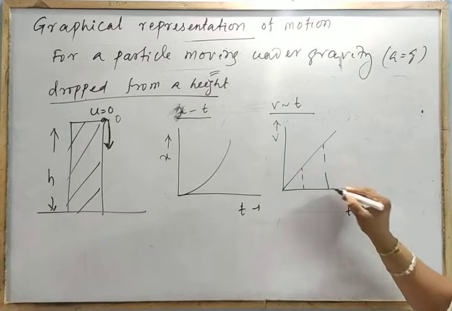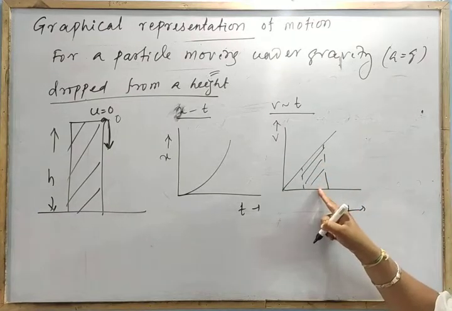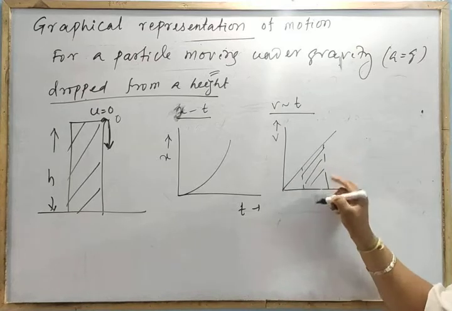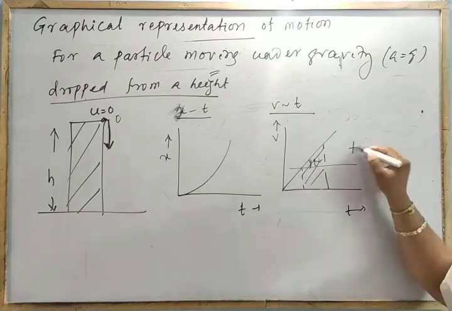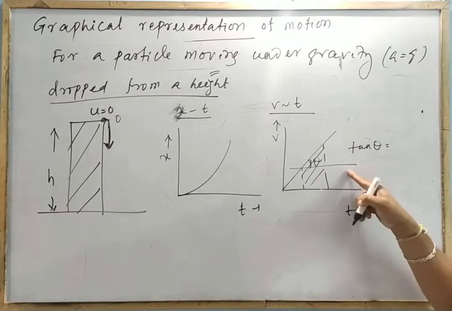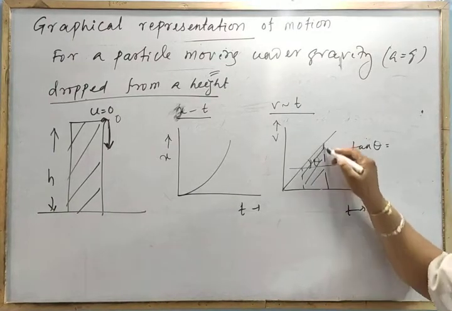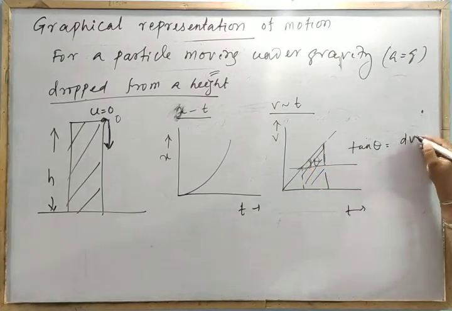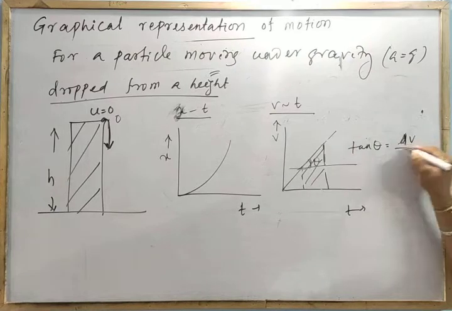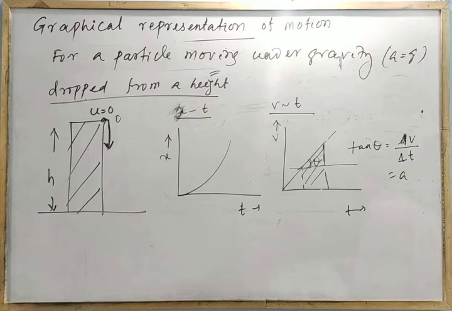Okay, and the slope of this one will give you, suppose I ask you what is the distance traveled in this interval, the area below the velocity time graph will give you the distance traveled. What is the slope? Slope is tan theta, which is equal to delta v by delta t, acceleration. Slope of this one will give you the acceleration.